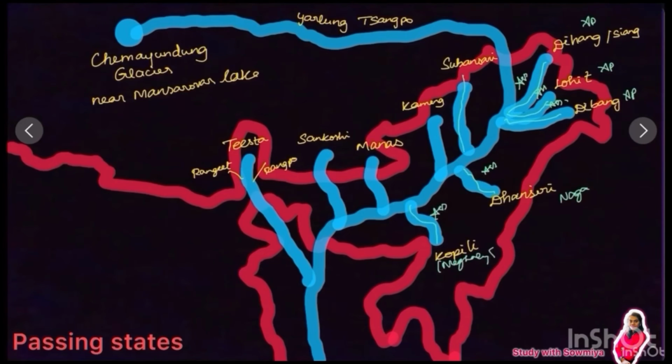Subansiri has its origin from Tibet, enters Arunachal Pradesh, Assam. Then Kameng has its origin from Tibet, enters Arunachal Pradesh, Assam, finally merges with Brahmaputra. Manas starts from Bhutan, enters Assam and joins Brahmaputra. Sankosh has its origin from Bhutan, enters Assam and some parts of West Bengal and joins Brahmaputra. Teesta river originates from Sikkim, passes through West Bengal and finally joins the Brahmaputra.